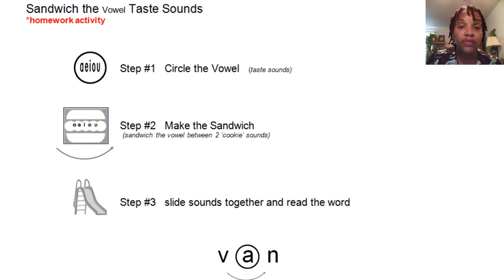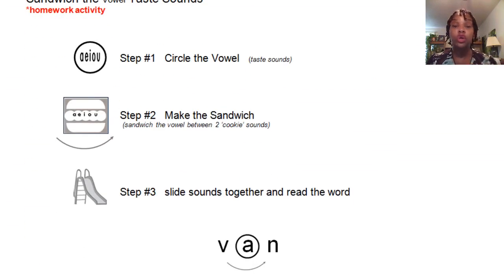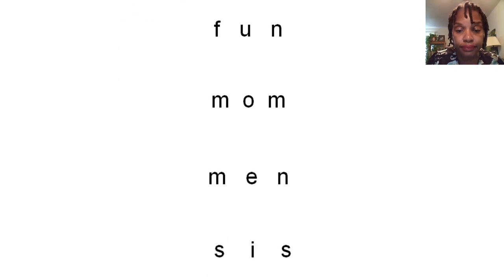Now, for my levels 2 and 3 students, this is also in your homework packet. You're going to do the very same thing, but instead of using a word sandwich builder, you're going to build it in your mind. Step one, you're going to circle the vowel or the taste sound. Step two, you're going to make the sandwich by drawing a line from one cookie sound to the next cookie sound, sandwiching the vowel. Then you're going to slide all the sounds together and read the word. So that's in your homework packet as well.